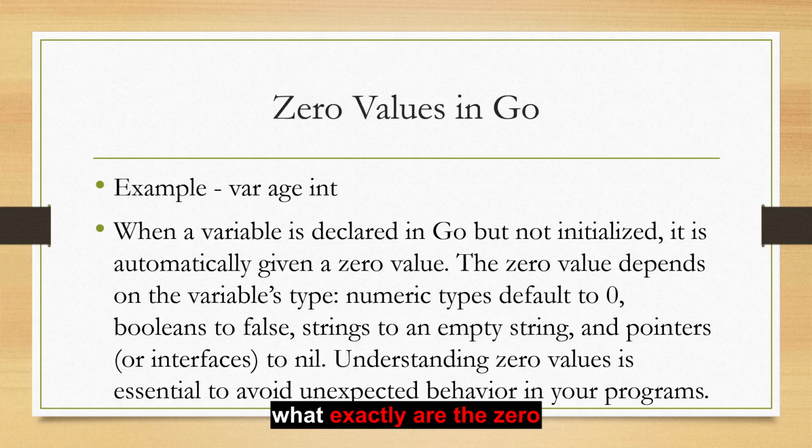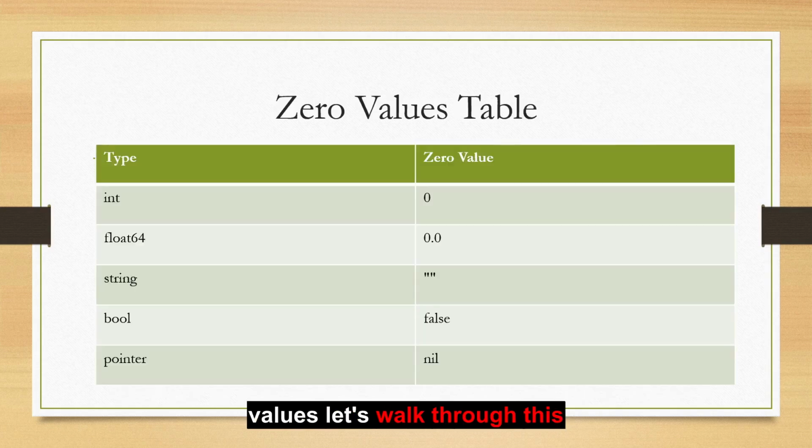So what exactly are the zero values? Let's walk through this table to understand it better. Integer: 0. So if you declare an integer like var marks int and don't assign anything, Go will automatically give it the value 0. Think of it like getting 0 marks by default if you did not write the exam. Float64: 0.0. Same idea. A float variable like percentage float64 will start with 0.0.